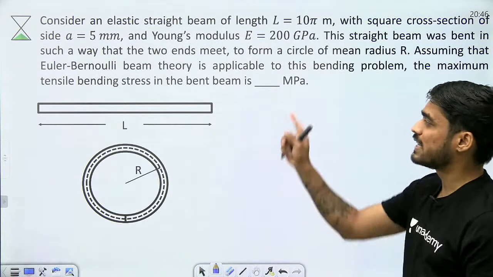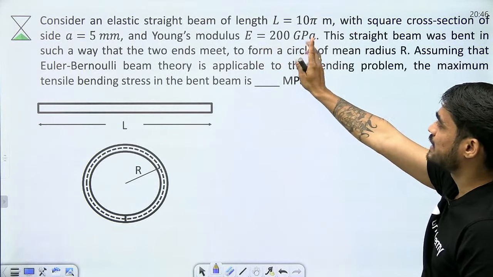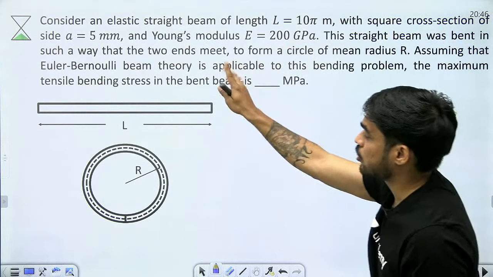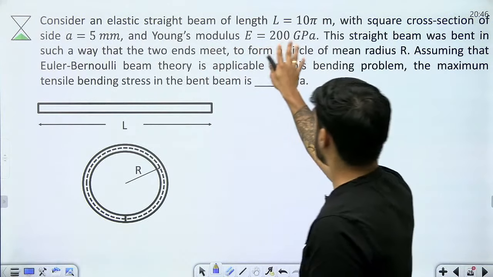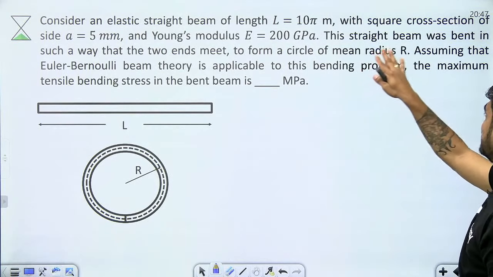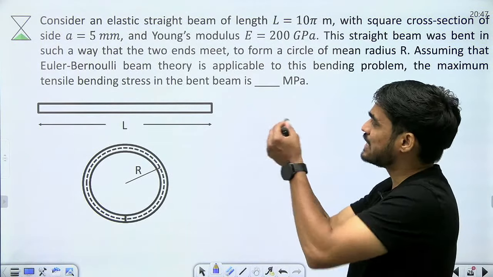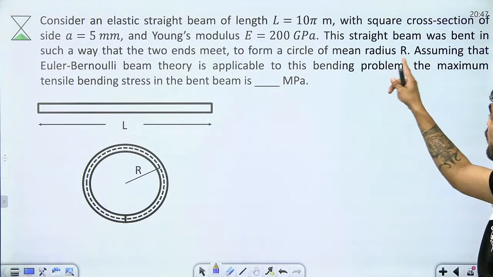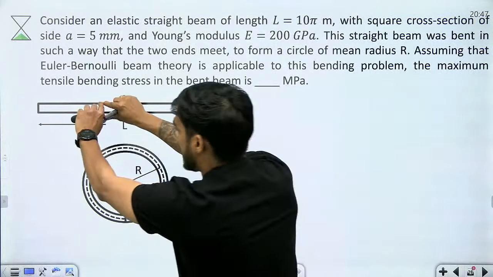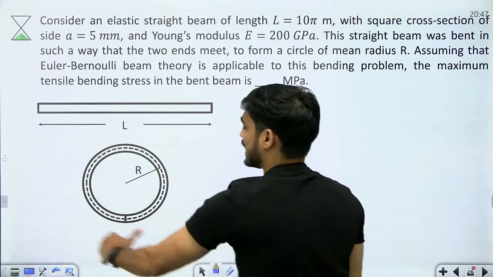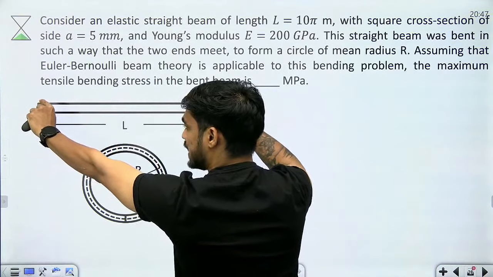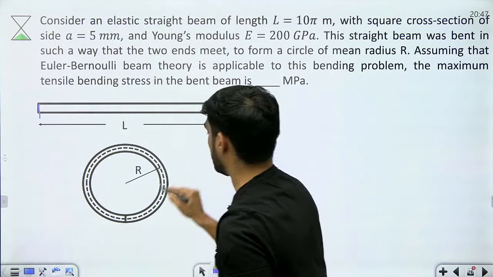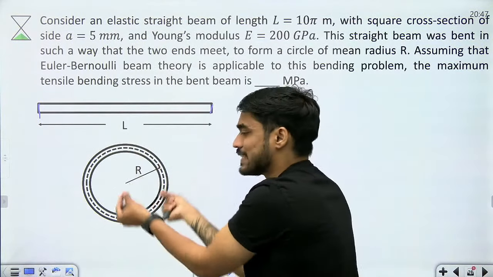So in this question, what is given? Understand. Consider an elastic straight beam of length L equal to 10 pi meter with square cross section of side A equal to 5 mm and Young's modulus E equal to 200 gigapascal. This straight beam was bent in such a way that the two ends meet to form a circle of mean radius R. मतलब हमने क्या किया, इस बीम को बेंड करके एक सर्कल बना दिया. Initially a straight beam, I have bent it ताकि ये दोनों एंड मिल जाएं. ठीक है, तो ये एक सर्कल.